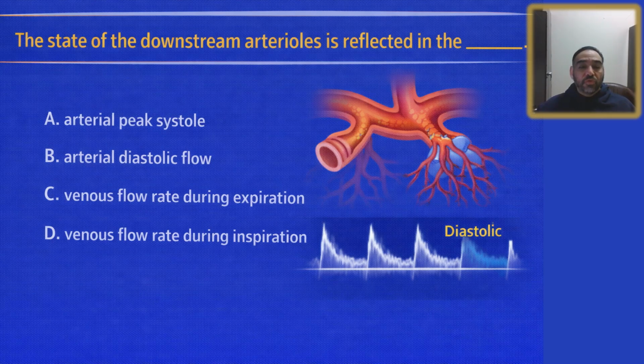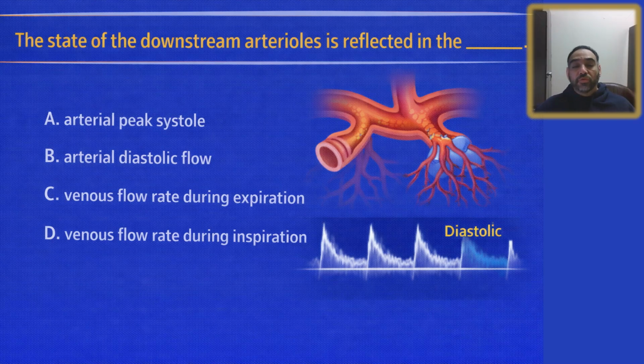If the arterioles are constricted, you'll have, relatively speaking, high resistance. And so this leads to flow drops during diastole, so low or even reverse diastolic flow. So the waveform portion that reflects the condition of the downstream arterioles is diastolic flow, and that's why peripheral resistance is assessed by looking at end diastolic velocity.